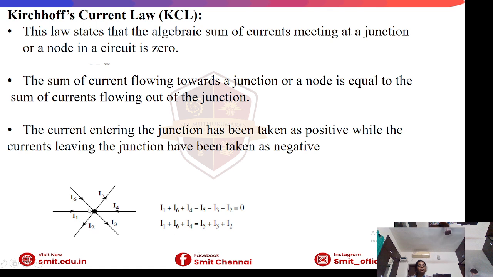Let us have this figure. To a junction, there are 6 branches of current entering and leaving the junction. According to Kirchhoff's current law, the sum of current entering is equal to the sum of current leaving. So as per the law, the equation we have is I1 plus I2 plus I6 is equal to I5 plus I3 plus I2. Here I1, I6, I4 are entering the junction, whereas I5, I3 and I2 are leaving the junction.